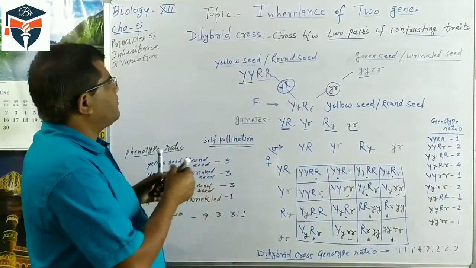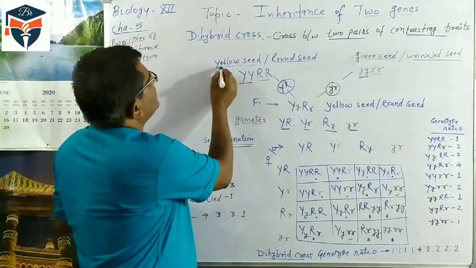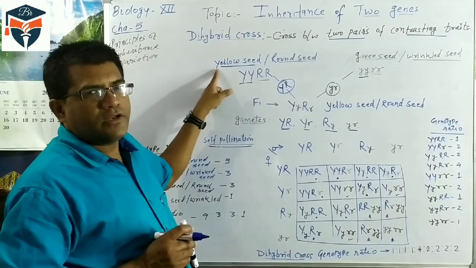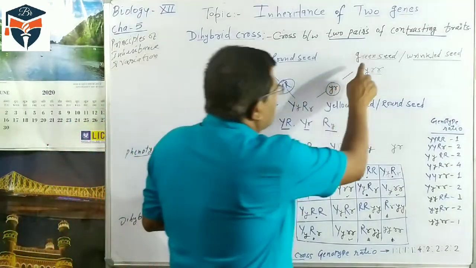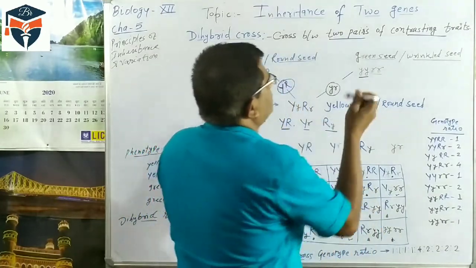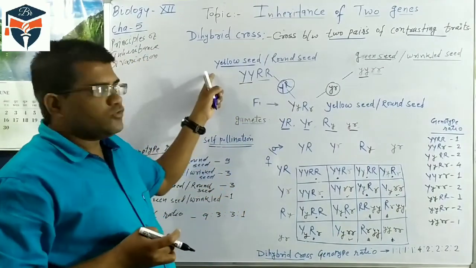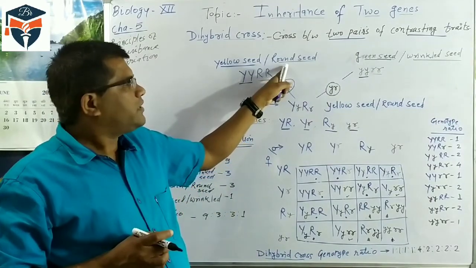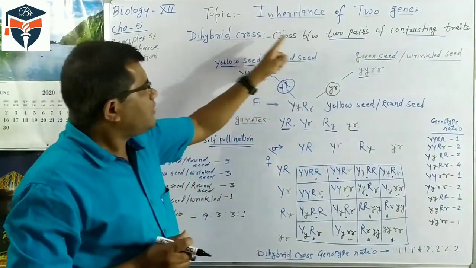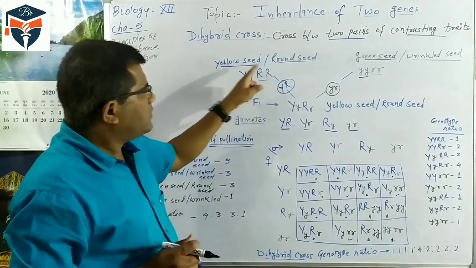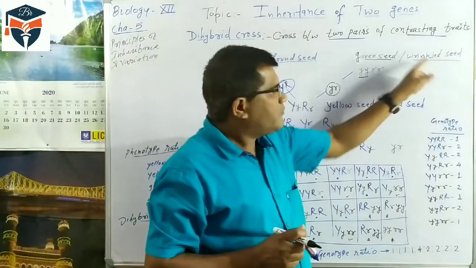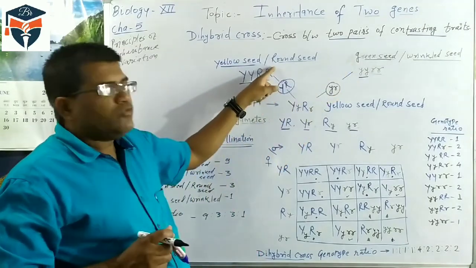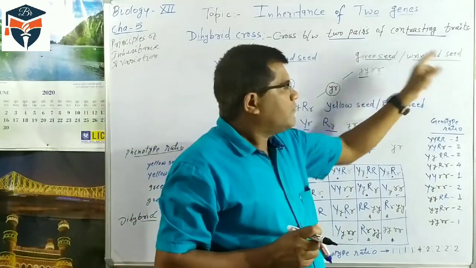Students, I have taken one example in a pea plant. First, yellow seed is one characteristic. Yellow seed color is a dominant characteristic, and green seed is a recessive trait. The other characteristic I have taken is round seed, which is also dominant over the wrinkled seed. So there are two pairs of contrasting characters: one pair is yellow seed and green seed, and the other pair is round seed and wrinkled seed. Yellow is dominant over green, and round is dominant over wrinkled.